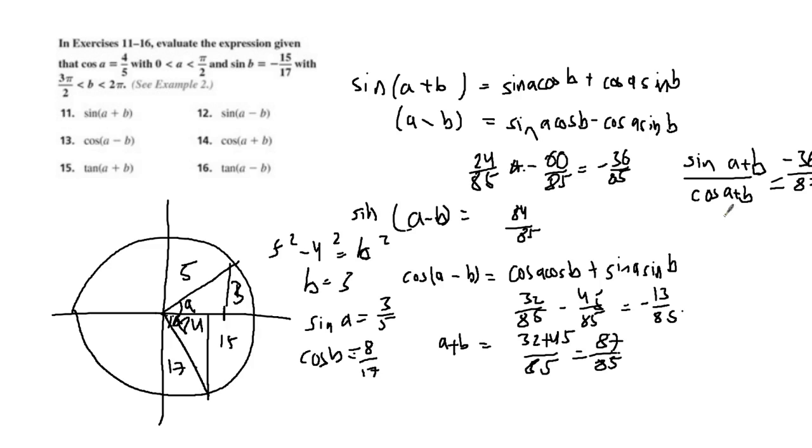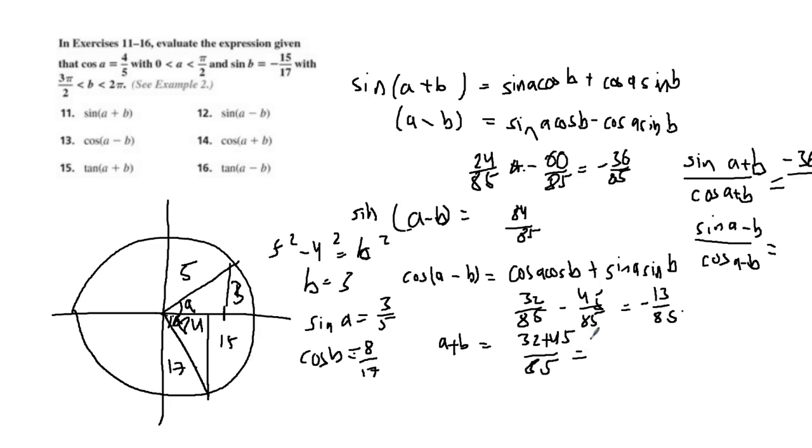It's very simple. And then we have sine A minus B over cosine A minus B, which is, well, we have right here A minus B 84, and then no, this is actually, I'm sorry about this mistake. It's 77.